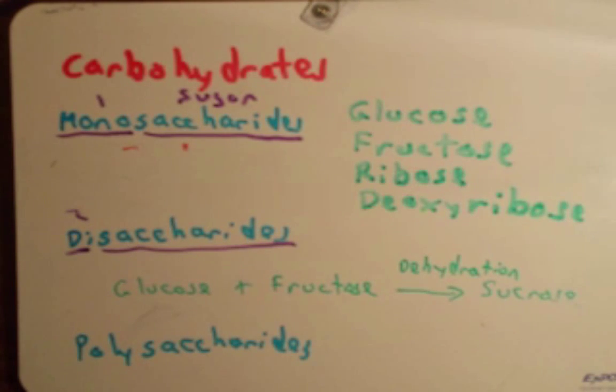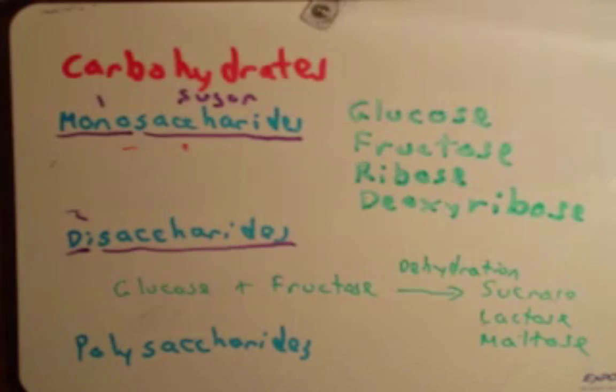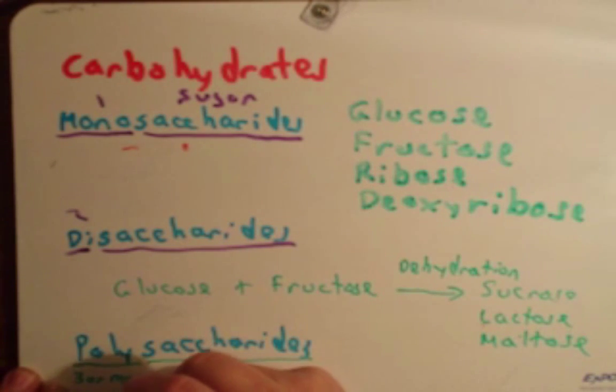Other important disaccharides include lactose and maltose. Lactose is a common sugar found in milk, and maltose is a common sugar that's used in various industries, food industries. Lastly, I want to talk about polysaccharides. Poly means many, and sugars. So this would include sugars that contain three or more sugars linked together.